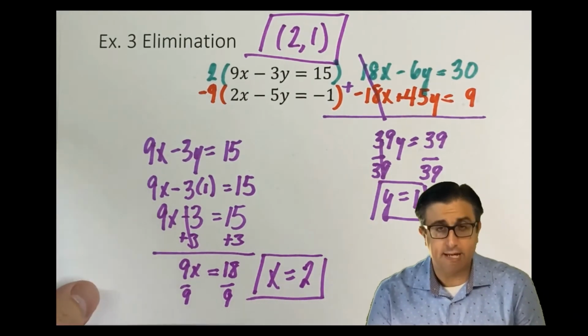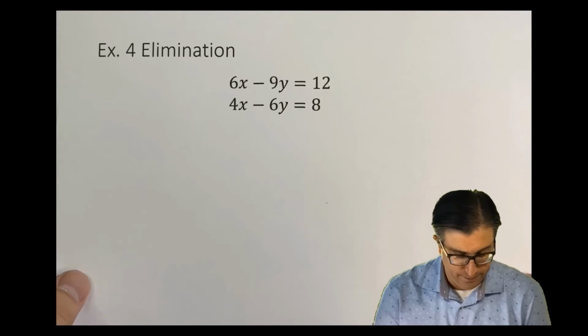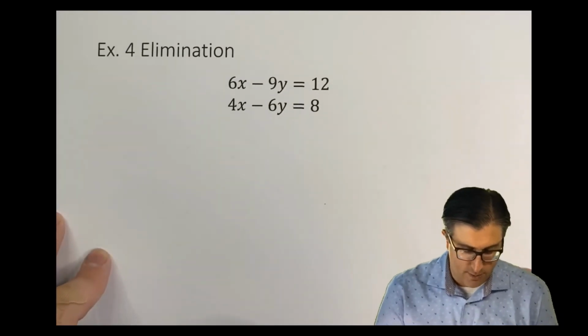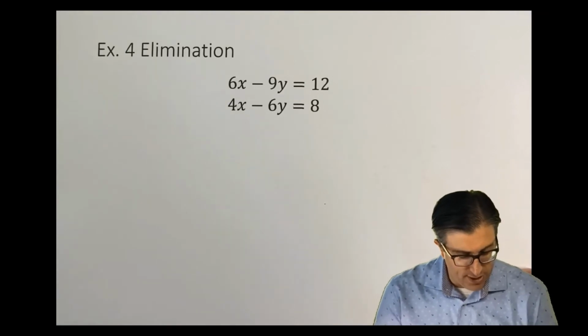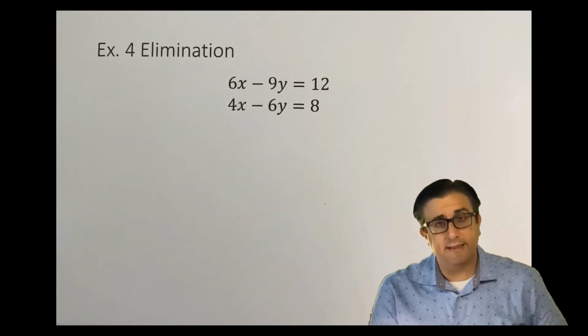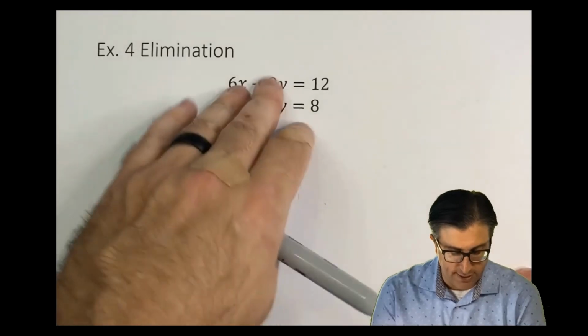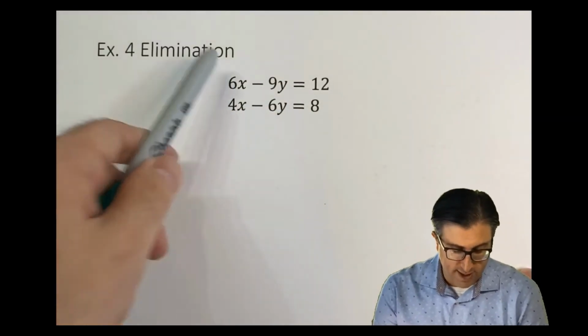So there's the third example done. Let's take one more together, and then you'll try two on your own. 6x minus 9y equals 12, and 4x minus 6y equals 8. Again, there is no clear variable that's going to eliminate. There's no variable by itself. There's nothing that turns into another. So I'm going to work with the x's.